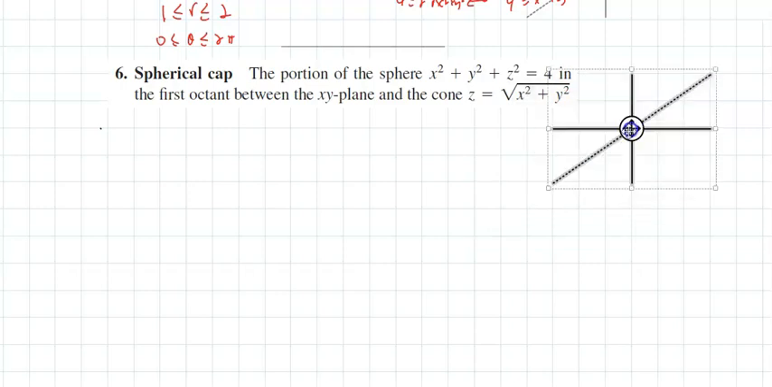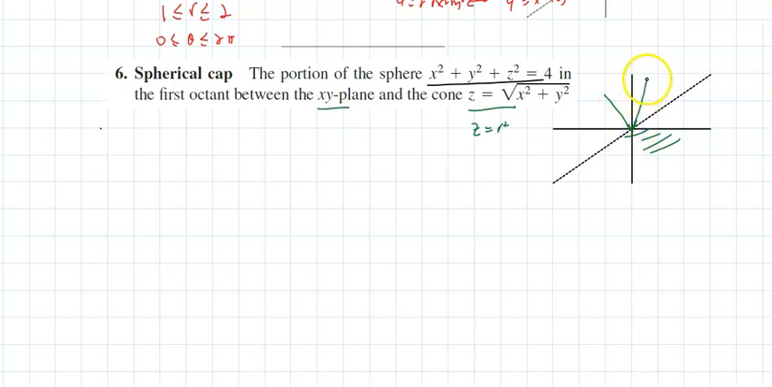The next problem on the list, this is a sphere in the first octant between the xy plane, the floor, and z equal the square root of, that's z equal r squared, right? So that's like a cone, but in the first octant, that's this, this, and cut off on those two.